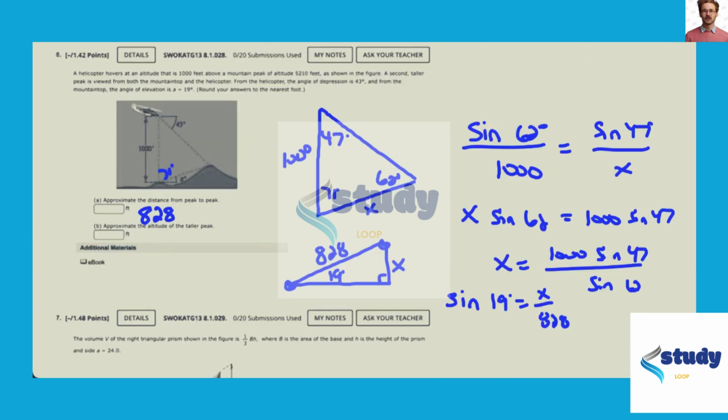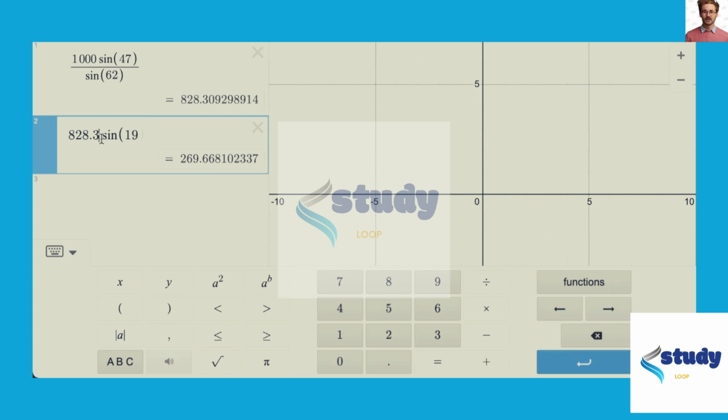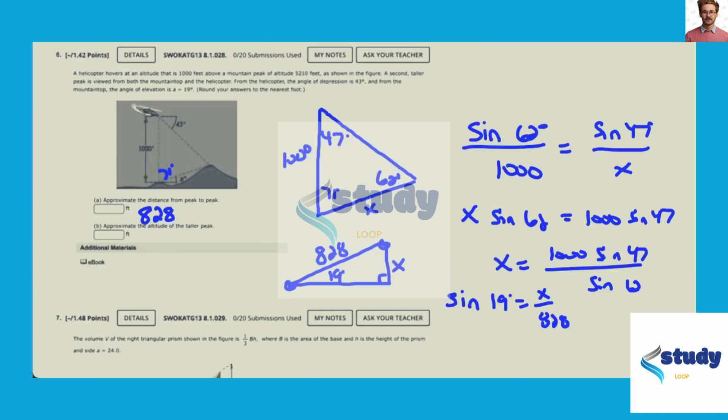I don't know how accurate you're going to need to be here, because it depends if you're going to use the rounded 828 or 828.30929. I guess maybe that won't matter because we are rounding to the nearest foot, so that would be 270. So that does help.